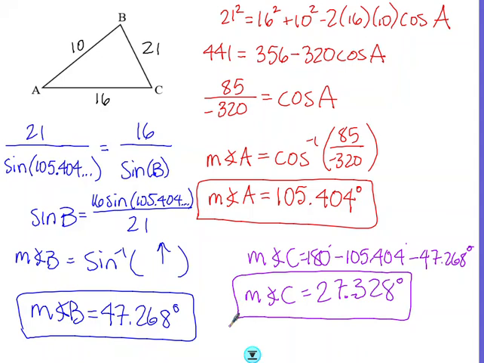So these are the two scenarios you could have for law of cosines. You could either be given 3 sides like this example, or 2 sides and the included angle like the first example.